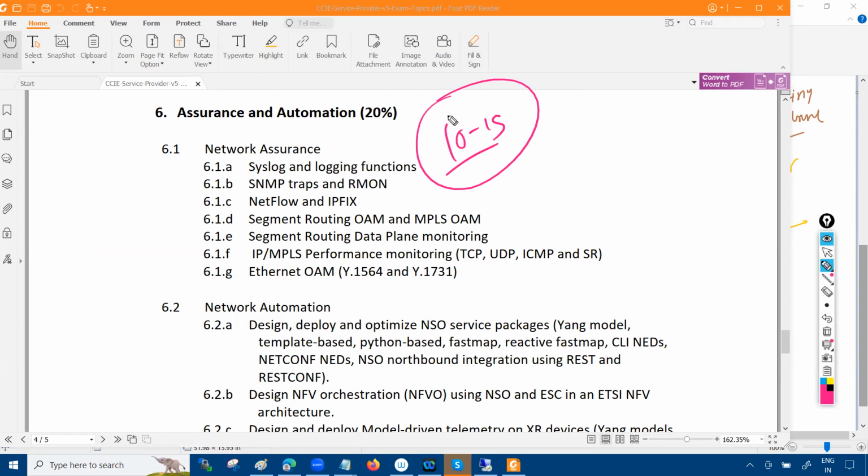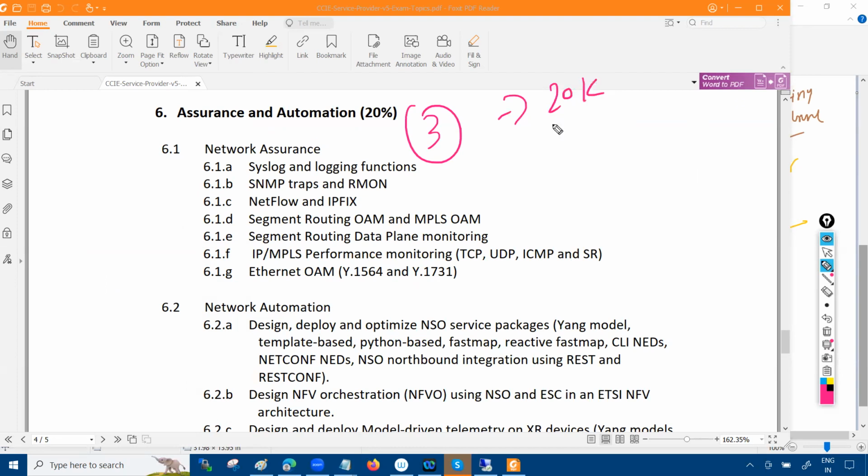Would it be PDF or physical? It's of course PDF, not physical. Physical is very costly. I bought 3 service provider books right now, and it cost me around 20,000.